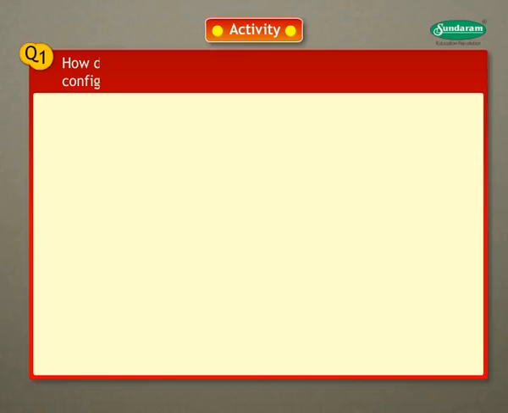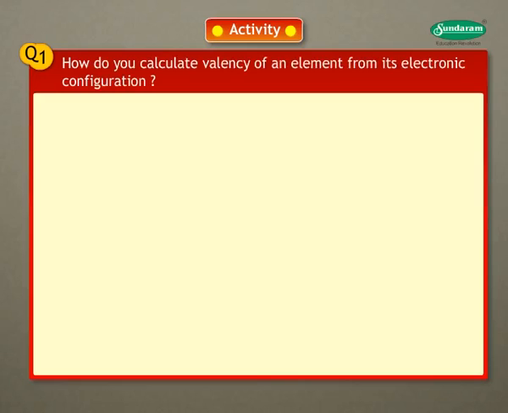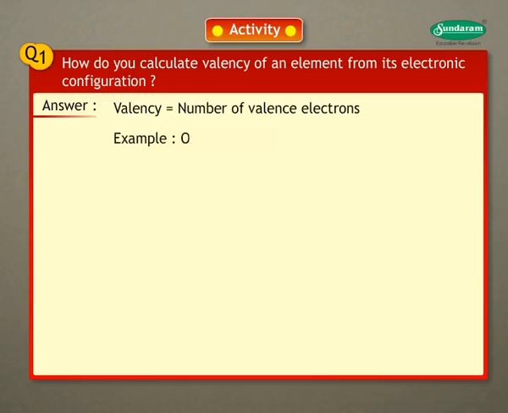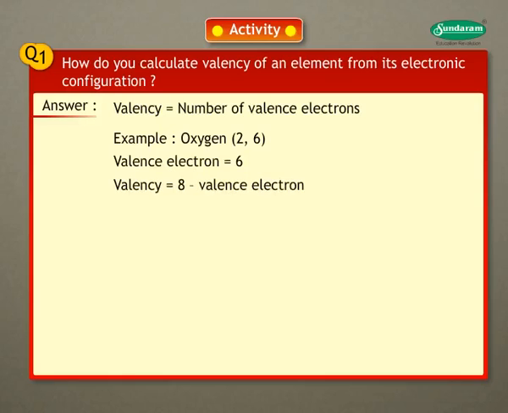Question 1. How do you calculate valency of an element from its electronic configuration? Answer. The valency of an element is determined by the number of valence electrons present in the outermost shell of an atom. For example, oxygen has an electronic configuration of 2,6. Valence electron is 6. Valency will be the number of electrons needed by the atom to complete its outermost shell. Here, oxygen requires 2 electrons to reach octet state, so valency is 2.